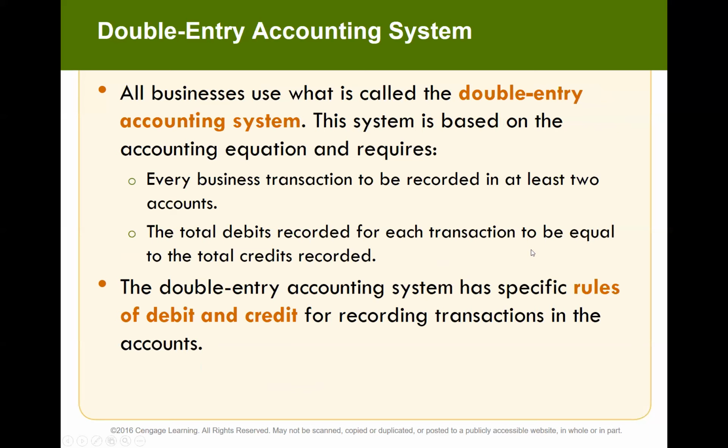So all businesses use what's called the double entry accounting system. This system is based on the accounting equation, and it requires that every business transaction be recorded in at least two accounts. In other words, for every debit, there must be a credit. And the total debits recorded for each transaction must equal the total credits recorded. So the double entry accounting system has very specific rules of debit and credit for recording transactions in the accounts. And again, I want you to forget what you think a debit or credit means, because it's completely different in the accounting world.